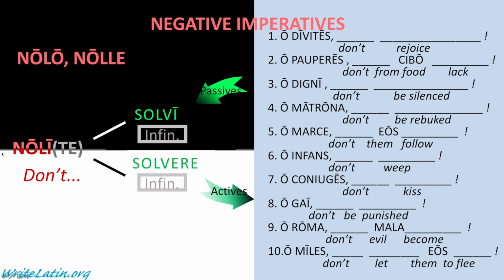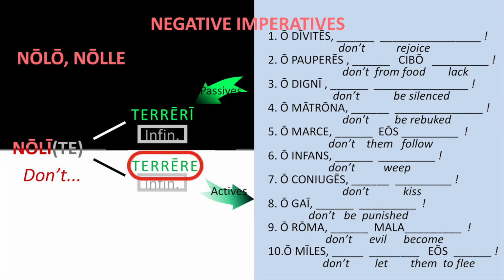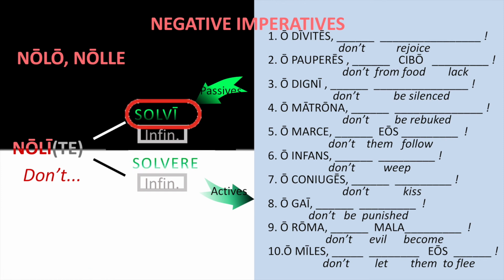So to this noli or nolite, we're going to tack on an infinitive, either active down low or passive up high. So I'll do the bottom ones now. It goes don't deny, don't frighten, don't untie, and don't bind. Whereas the top ones would be don't be denied, don't be frightened, don't be untied, and don't be bound. Okay, there we go. So those are all the conjugations represented there.